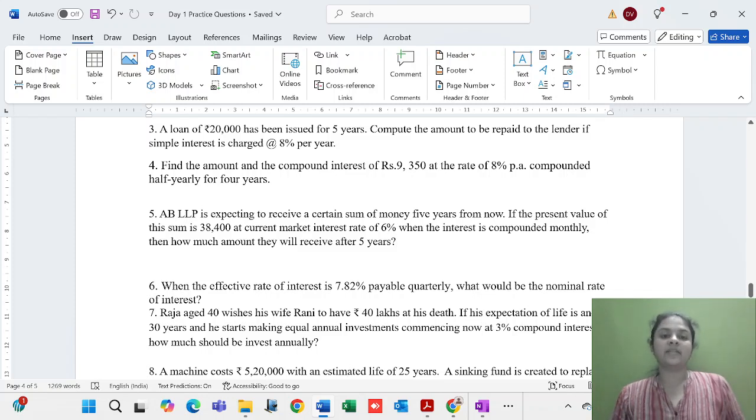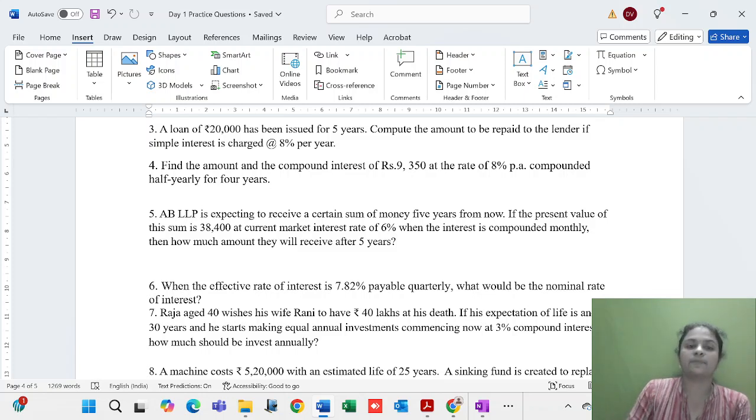Next, fifth one. AB LLP is expecting to receive a certain sum of money at 5 years from now. The present value is 38,400. So today's price, present value is 38,400. Rate of interest 6%. Compound interest compounded monthly. How much will they receive after 5 years? So compounded monthly means rate of interest is going to be divided by 12, N is going to be multiplied by 12.